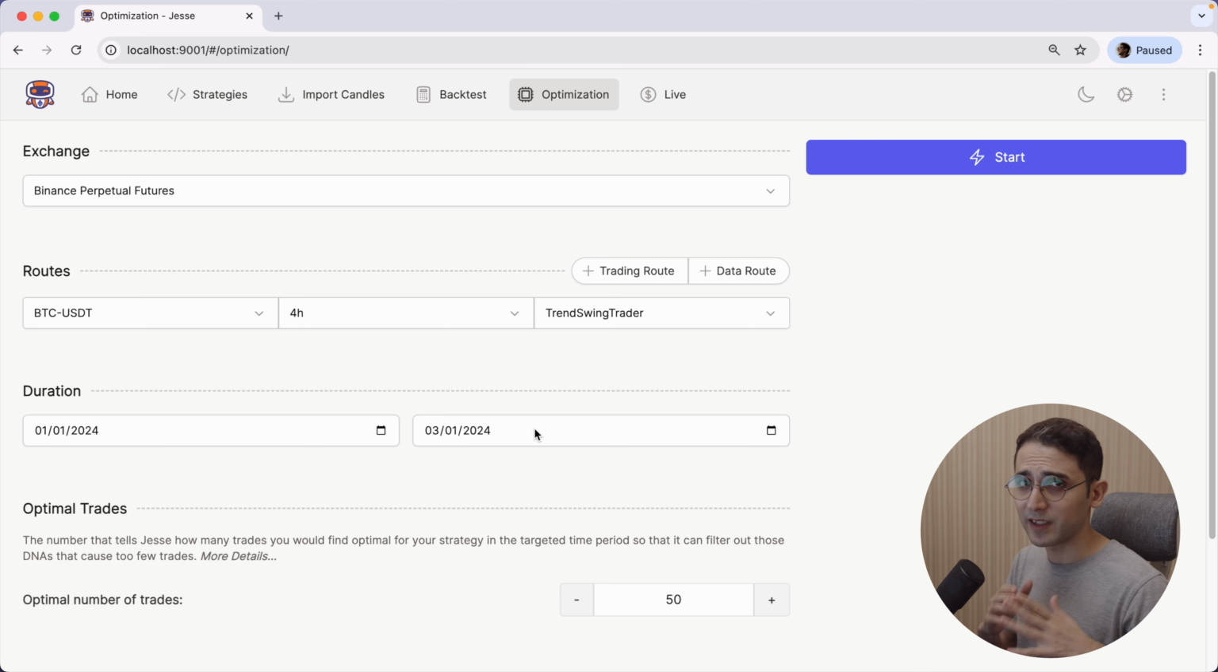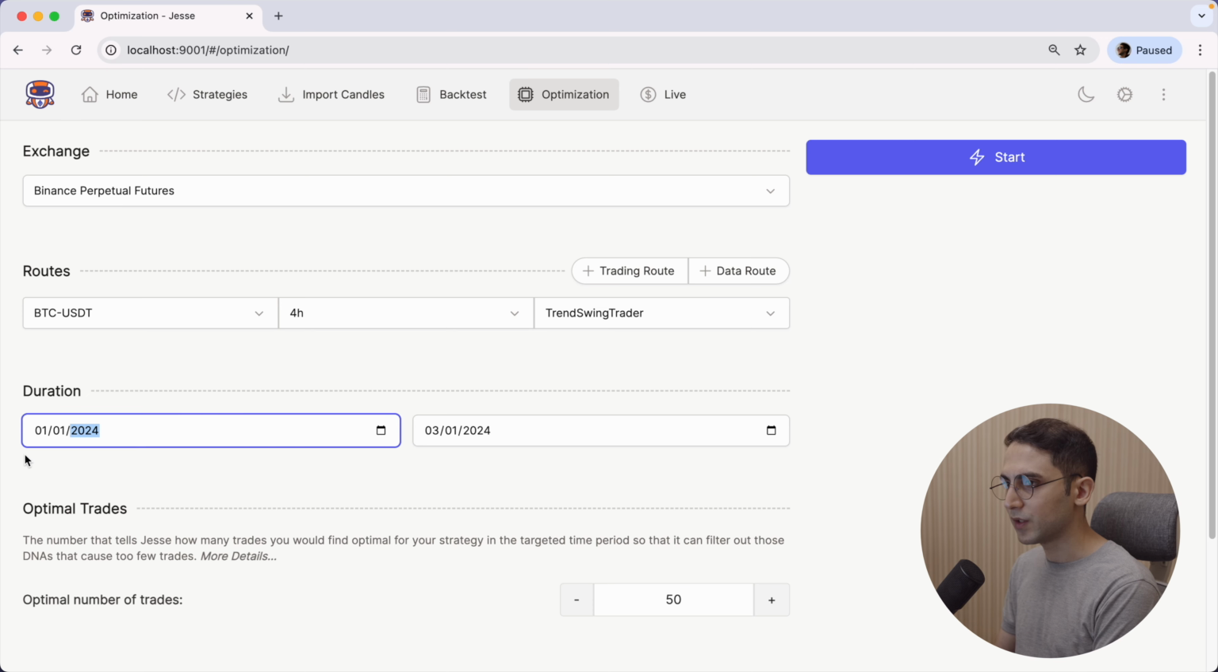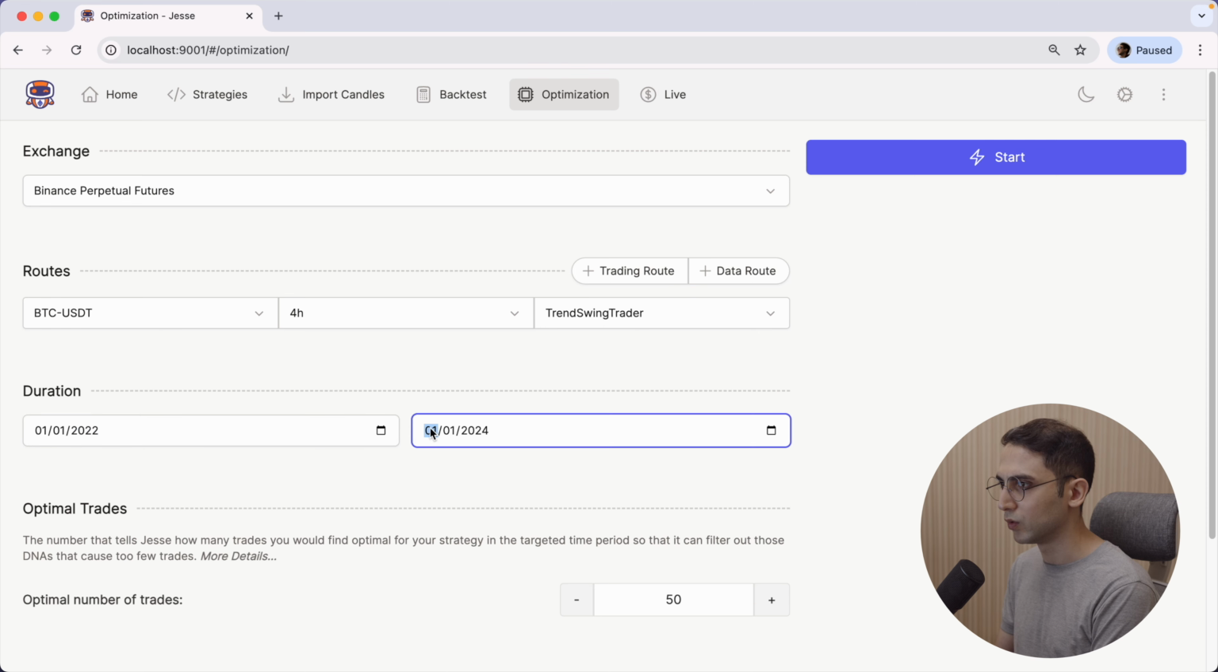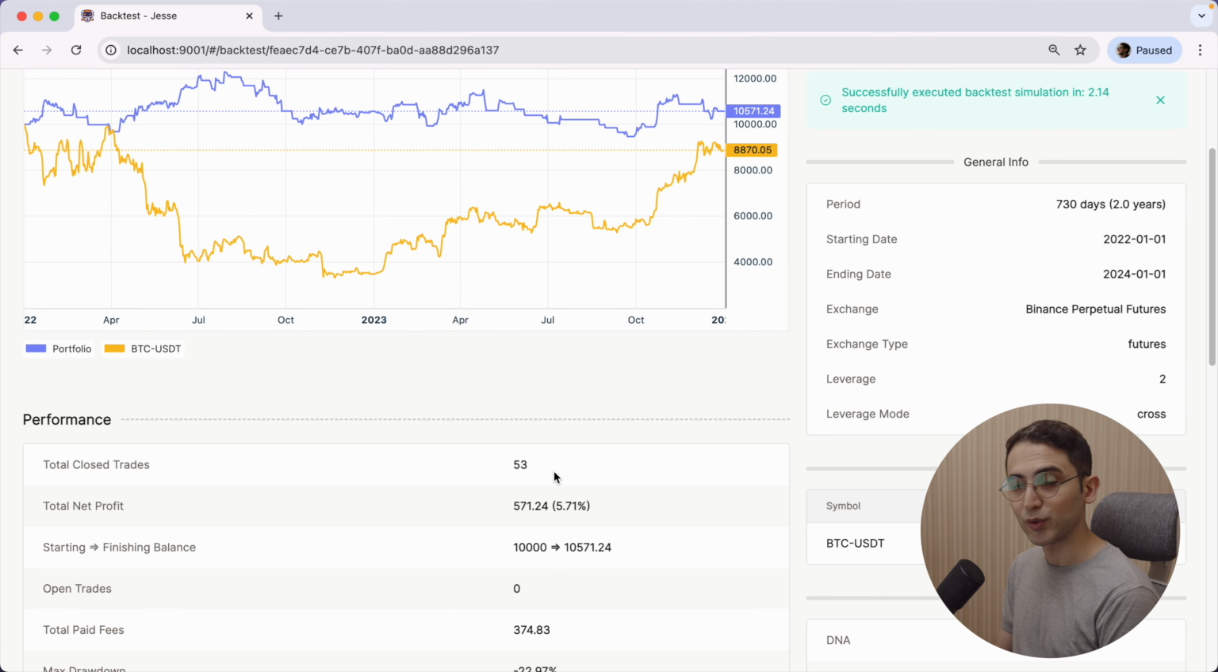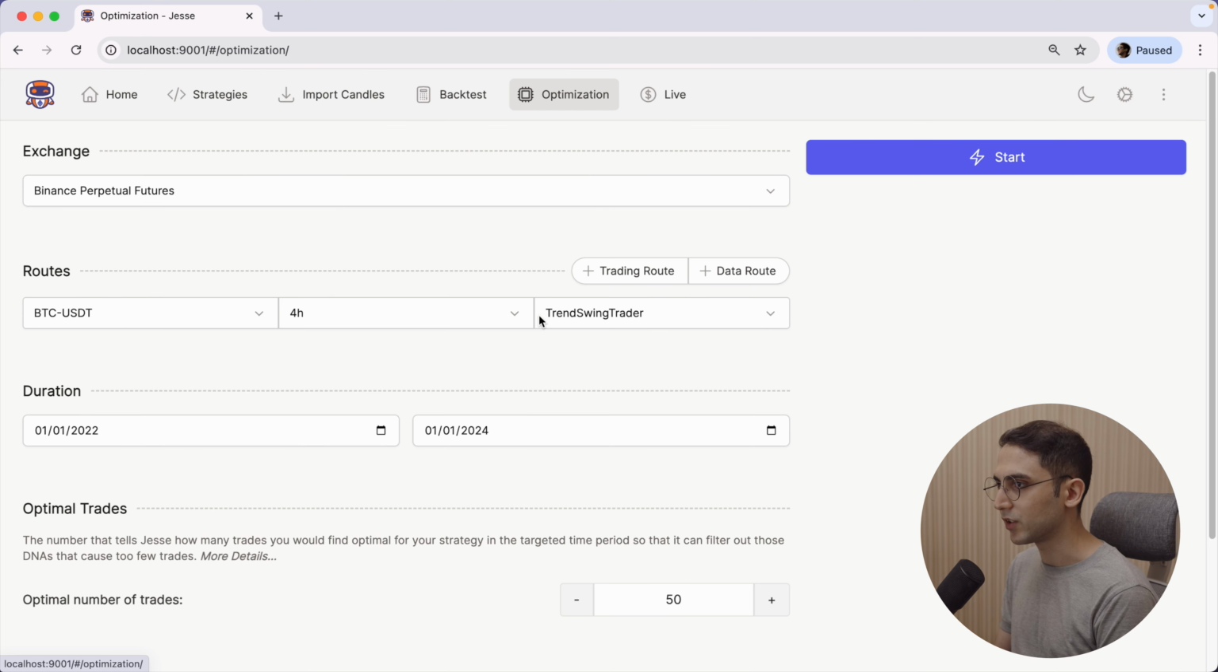Now, if these numbers don't make sense to you right now, that's okay. I'm going to explain it later when we get the results. So for this one, I'm going to set the beginning to 2022 and the ending to 2024. Now this optimal number of trades setting here is actually quite important. Now, what does it mean? So if I run a backtest with this duration, this is the result that I will get. Now, the number of trades that we're executing is 53. So in the optimization for the same period, you should set the total number of trades to an approximately similar number.